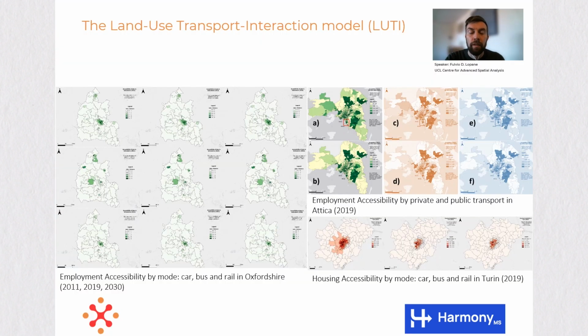In addition to flows, land-use transport interaction models can also provide us with useful information about accessibility measures. For instance, here I'm plotting housing accessibility and jobs accessibility in the different applications that we have seen before. We have Oxfordshire on the left-hand side, Athens on the top, and Turin below.